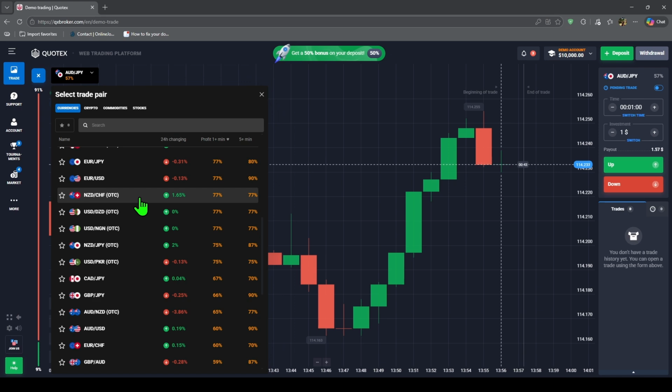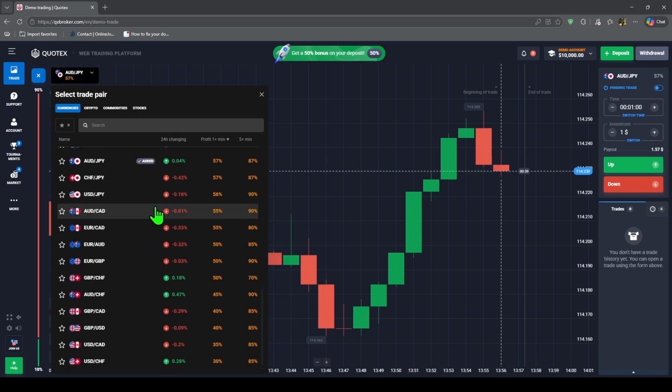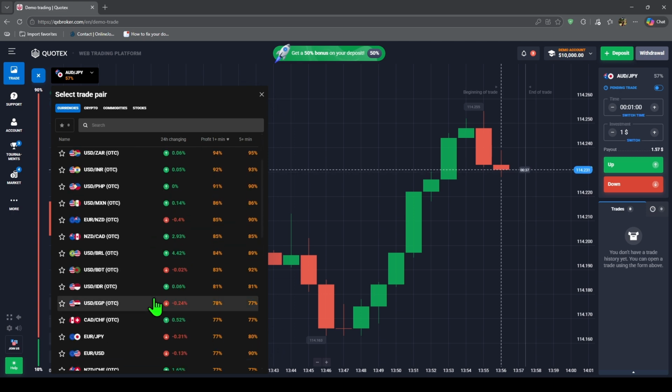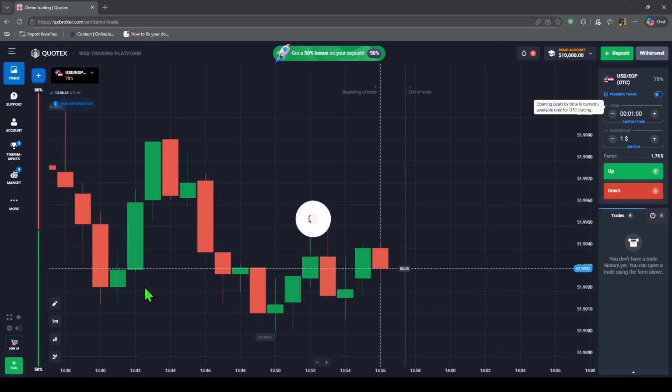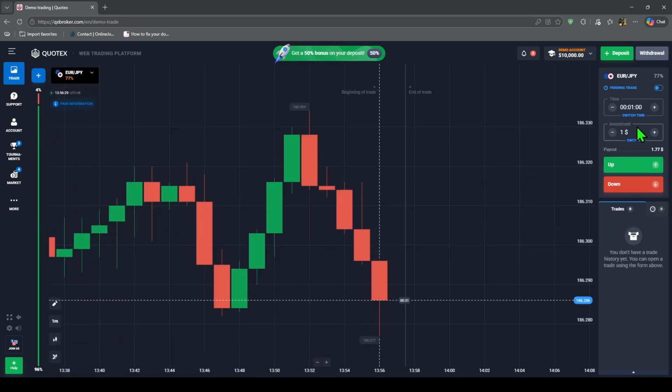Before using real money, it's a good idea to start with the demo account. The demo balance lets you practice trading without risking your own funds. Use this time to understand how the platform works, how price movements behave, and how trade timing affects your results.